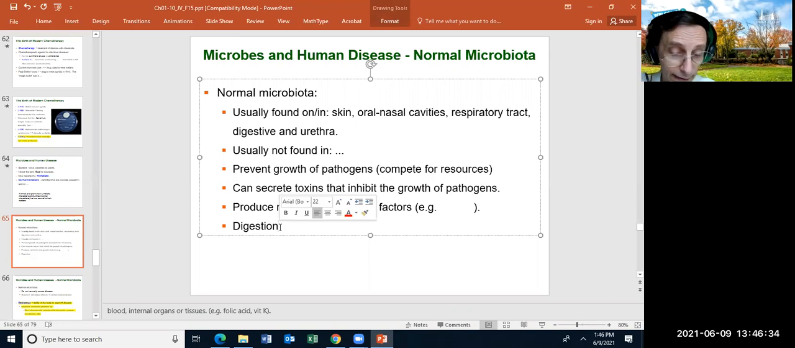A classic case of the normal microbiota helping digest food happens with the cow. The cow cannot digest grass because grass has cellulase in it. And it's the normal microbiota in the stomach of the cow that digests the cellulase. The cow cannot digest grass. Any question about any of that?